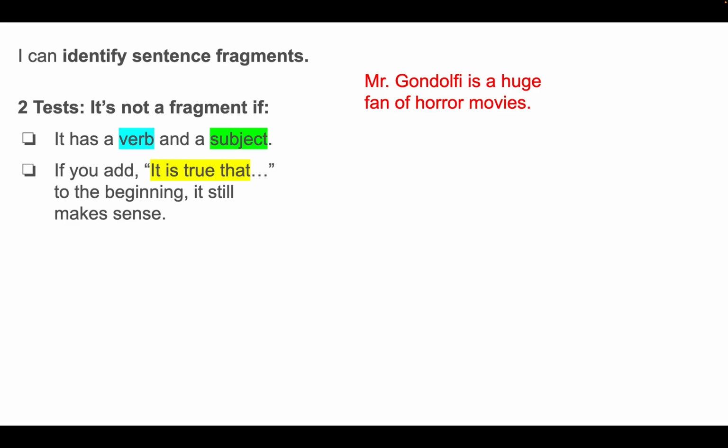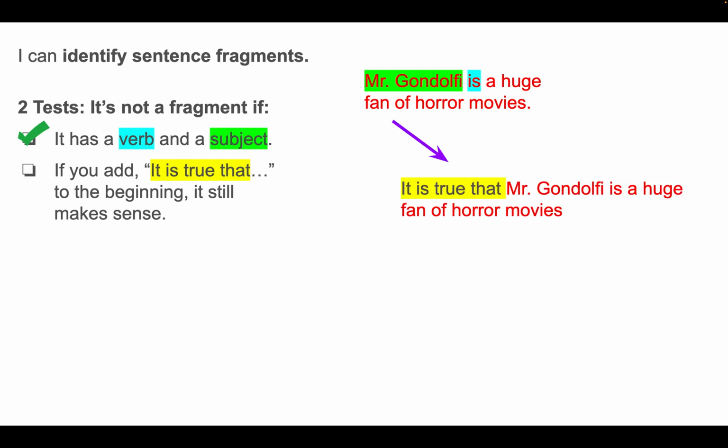Let's try another example. What about this one? Mr. Gandolfi is a huge fan of horror movies. Can you spot the verb and the subject? If you said is the verb and Mr. Gandolfi is the subject, you would be correct. Is a state of being verb. Mr. Gandolfi is who or what is in this sentence, therefore it passes the first test.